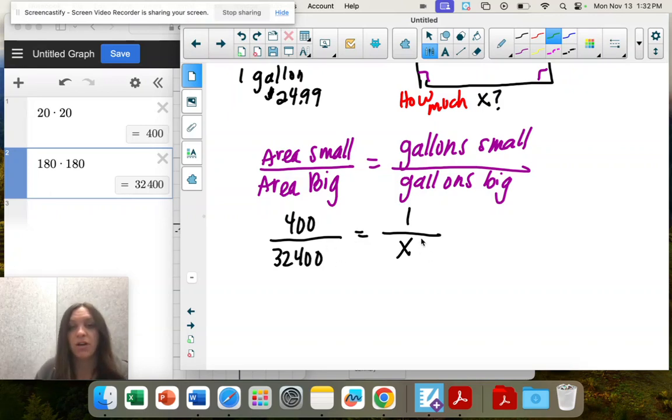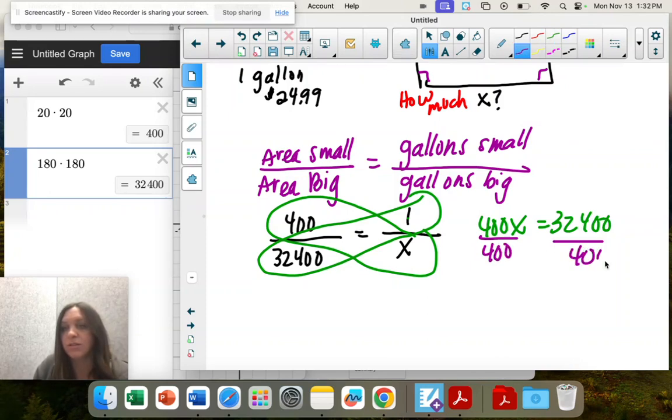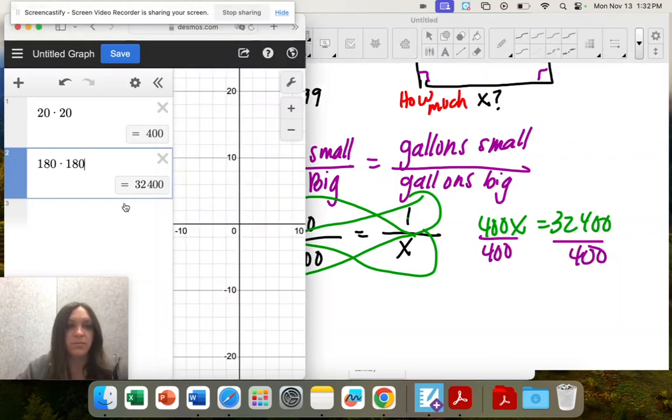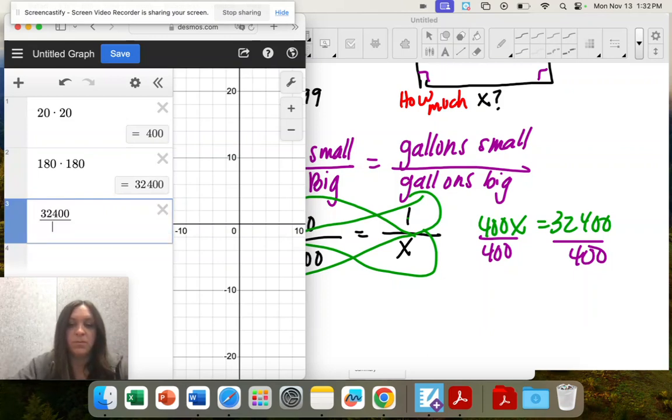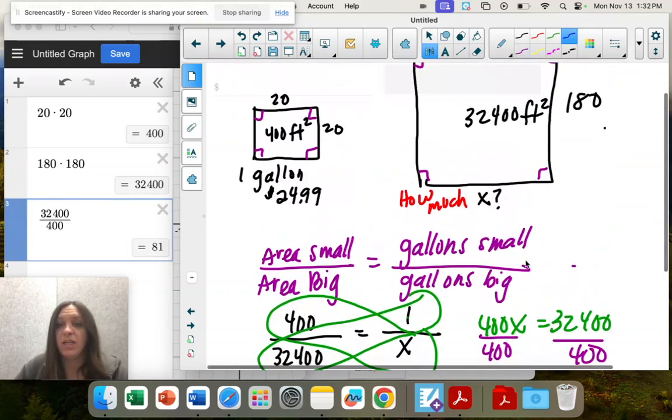So now we're going to cross multiply. And it's nice because we have that 1. So 400 times x equals 1 times 32,400. So to solve for x, we're going to divide both sides by 400, which is 81. So to paint that big room, we need 81 gallons.